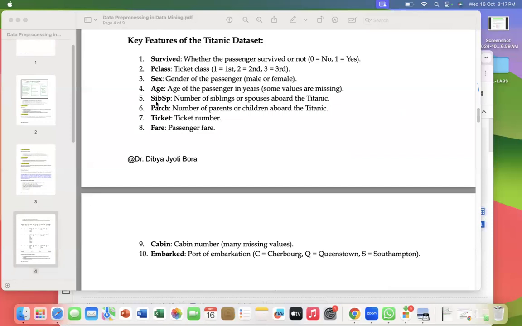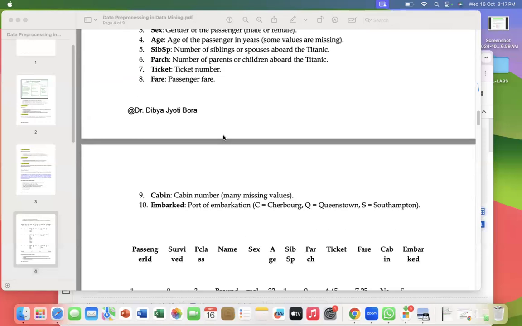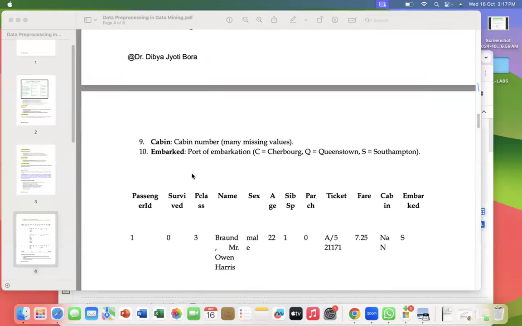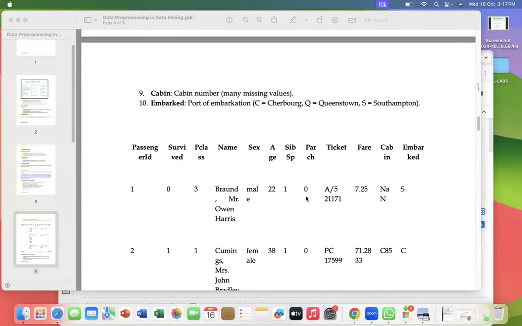Some values may be missing. Then SibSp, that is siblings and/or spouse. Then Parch, number of parents and/or children aboard the Titanic. Then Ticket number, Fare, Cabin, which means cabin number. Embarked, port of embarkation: C means Cherbourg, Q means Queenstown, then Southampton, like that.